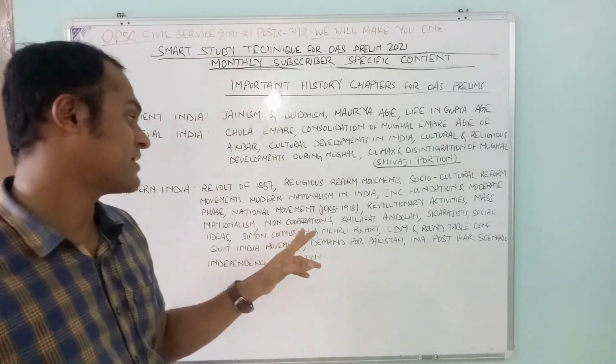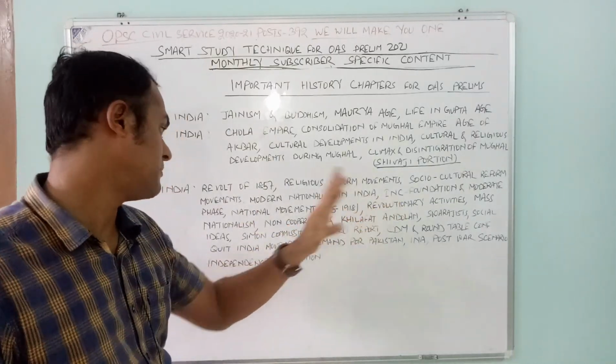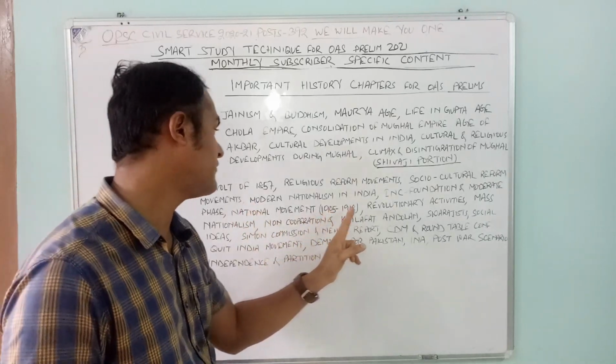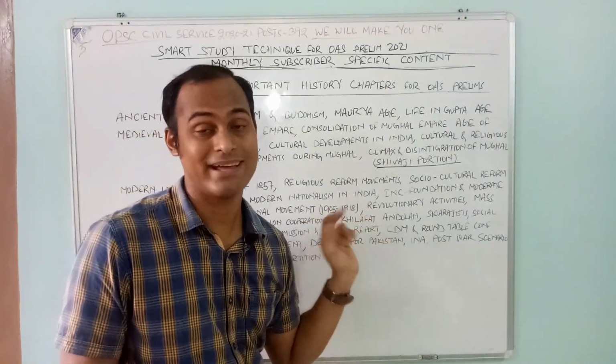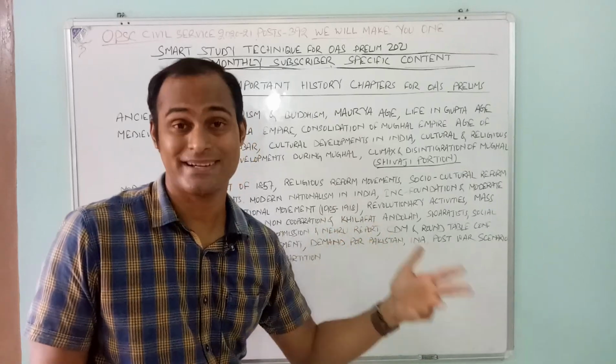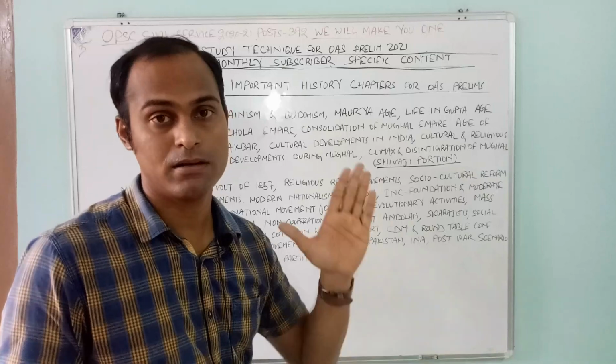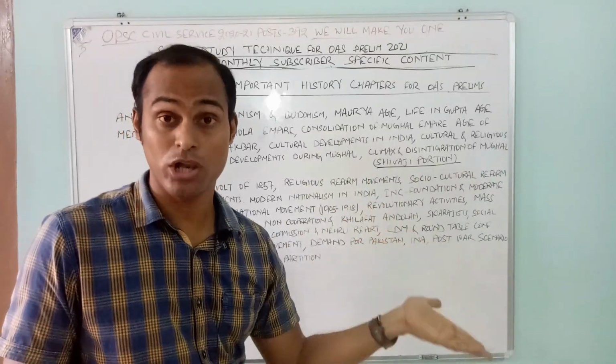Then the non-cooperation movement and then the mass struggle, the national movement from 1905 to 1918. In this particular section, what comes? The Partition of Bengal comes, then the shifting of the Indian capital, then the Montagu-Chelmsford reforms.